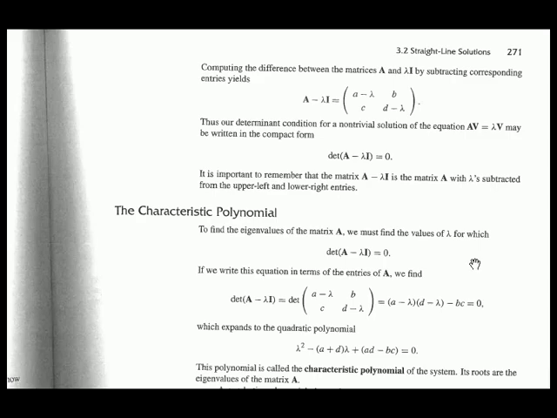So the only way you can have a solution to this, other than the trivial solution x equals 0, y equals 0, is if this matrix doesn't have an inverse, which means it has a 0 determinant. So you take the determinant of this matrix, set it equal to 0, and you get a quadratic equation for lambda. You either factor it or use the quadratic formula to find the roots, and usually there'll be two distinct roots.